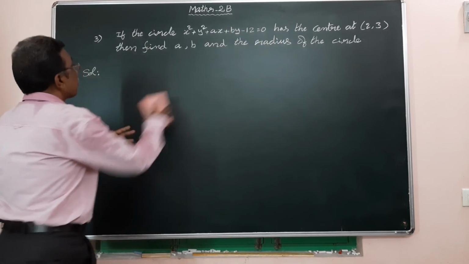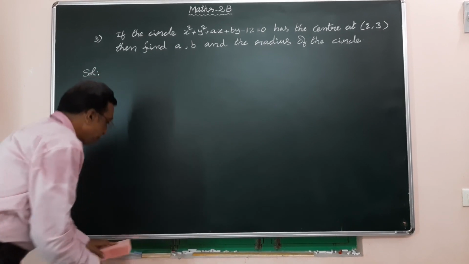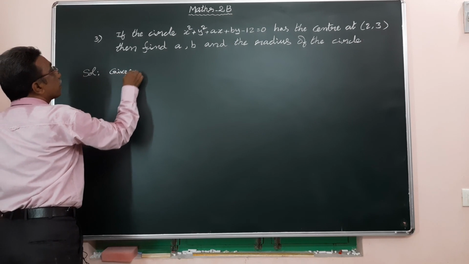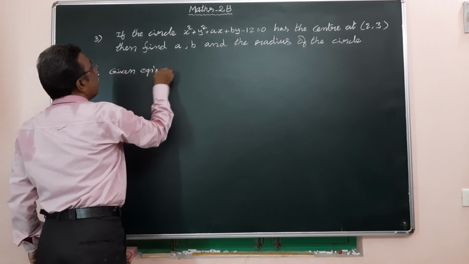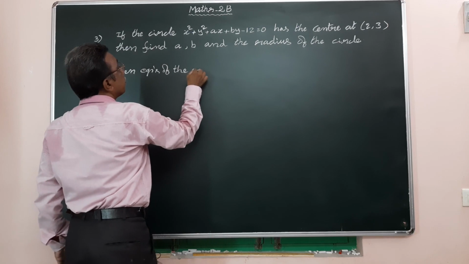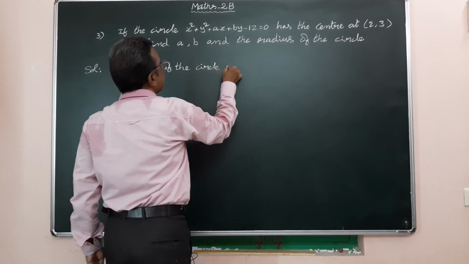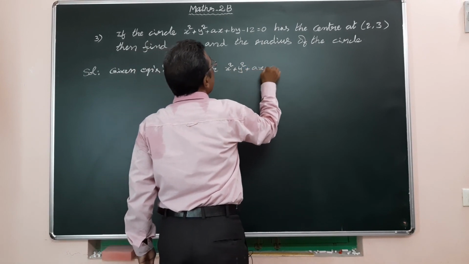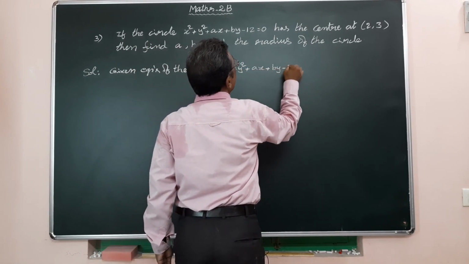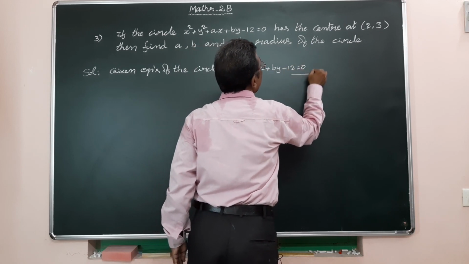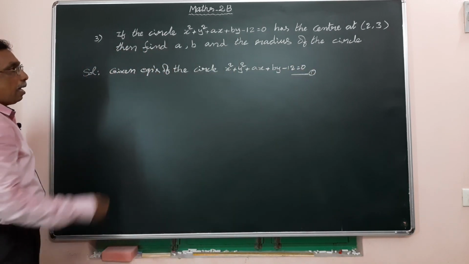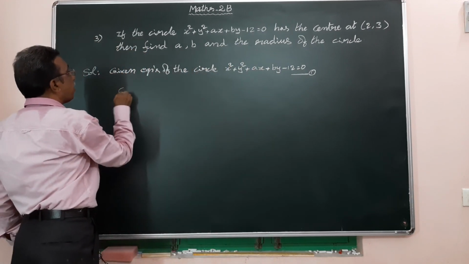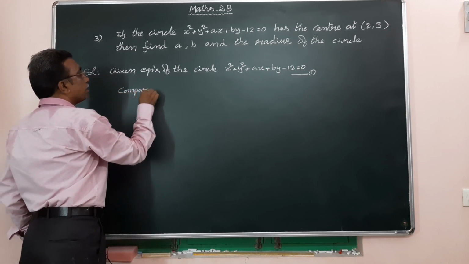First of all, write the given equation of the circle: x square plus y square plus ax plus by minus 12 equal to 0. Equation 1. Comparing 1 with the general form of the circle equation.